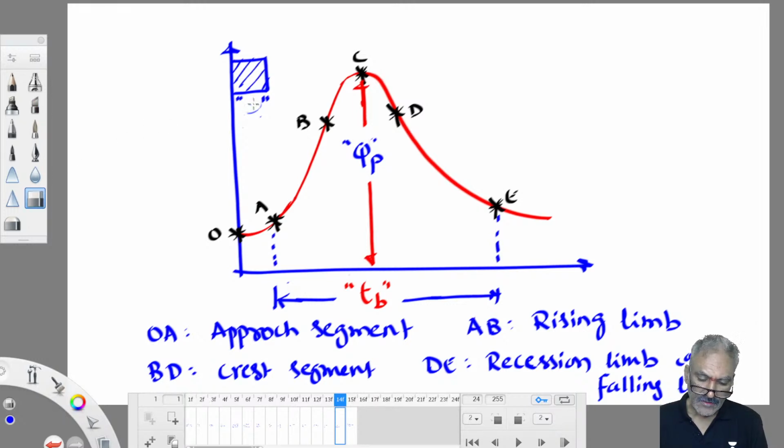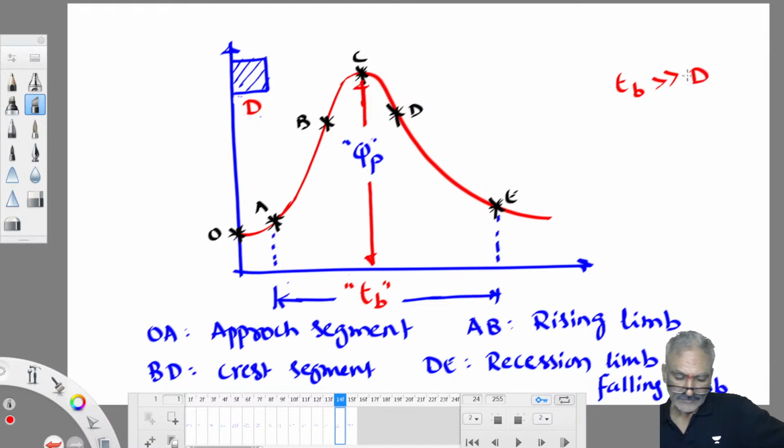And this one is called D. Rain has occurred only for D hours, but runoff commenced in a catchment for TB hours. So this TB is much greater than D. Okay. That point you have to remember.